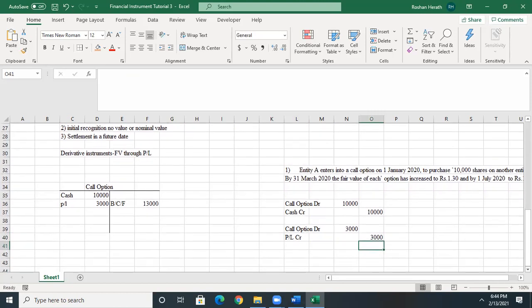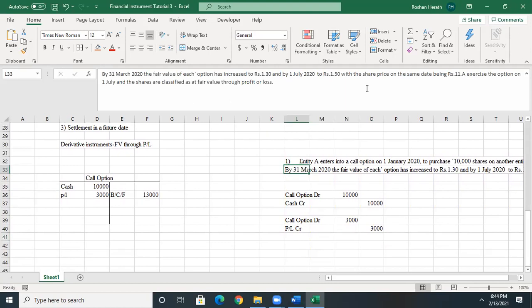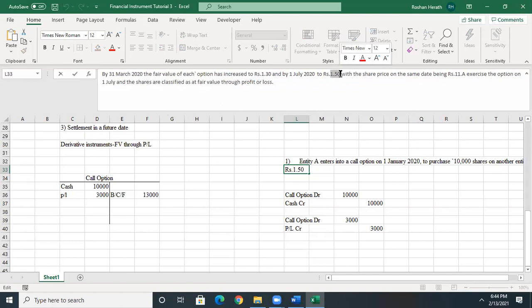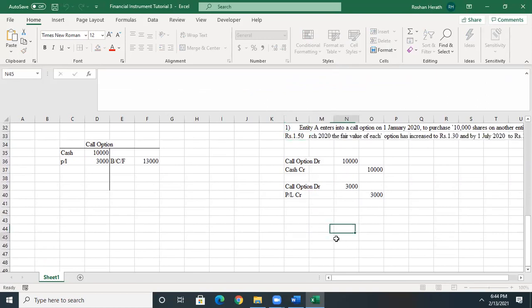Okay, now the remeasurement is there. Then the maturity comes. At the maturity, you can see that they exercise the option on 1st of July, and the shares are classified as fair value through profit or loss. So you are going to exercise this option on 1st of July. At that date, the share price given is 11, and you are also given the value of the option. Now let's look at how we are going to account for this.